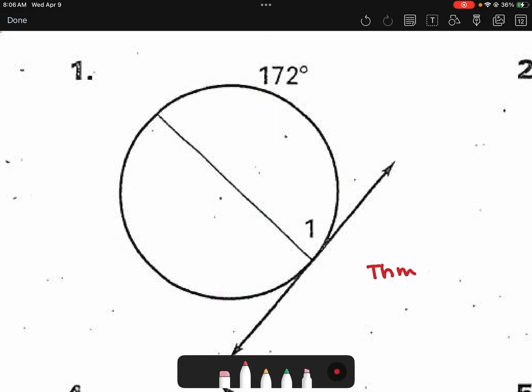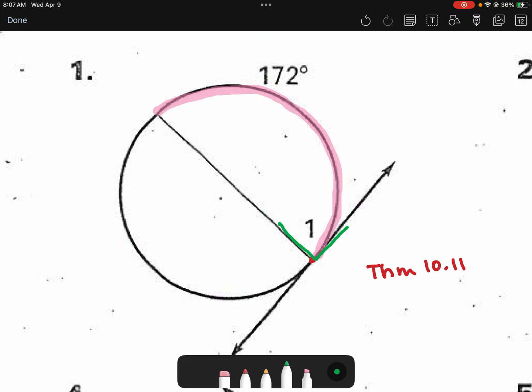We're going to use theorem 10.11. Here's what it says. If a tangent and a chord intersect at a point on a circle, which is what we have here, we have a tangent and a chord intersecting at a point on the circle, the measure of each angle formed is half the measure of its intercepted arc. So notice how we have an intercepted arc right here. This angle, I'll make it green, is going to be half the measure of the pink arc.